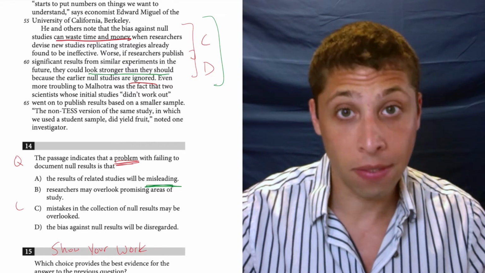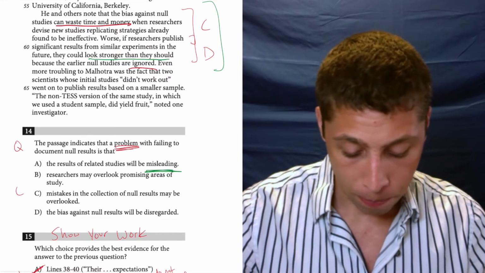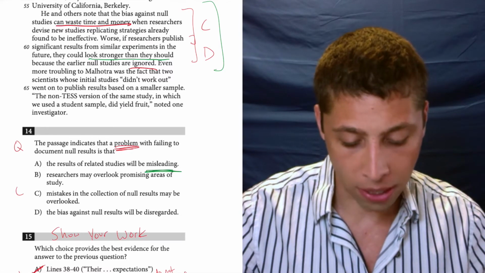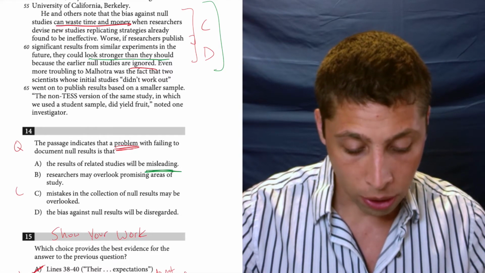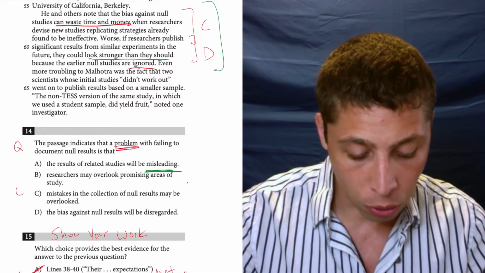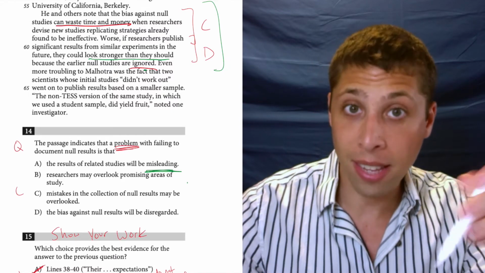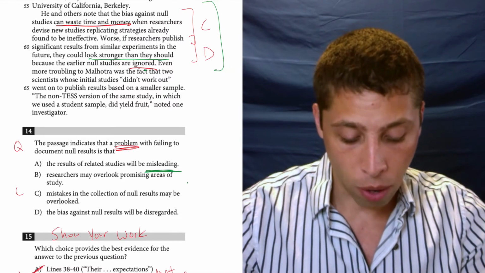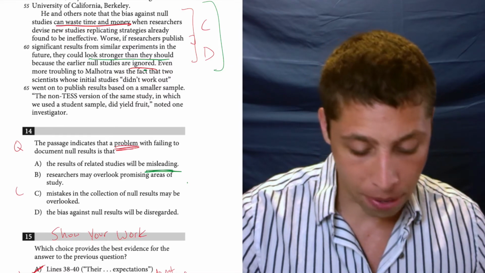So let's leave this for now. I don't really know. B, researchers may overlook promising areas of study. Well, ignored kind of matches with that, but what's being ignored? The thing that's being ignored is the area that they are studying. So another promising area, that's not mentioned.